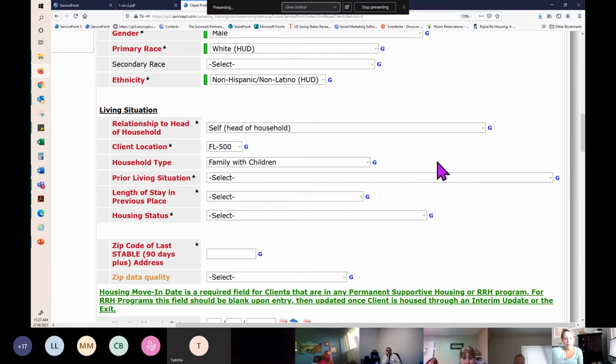Prior living situation. Can everybody type into the chat what prior living situation is? What is the question we're asking the client when we say prior living situation? We're not even saying prior living situation. We're saying this question.